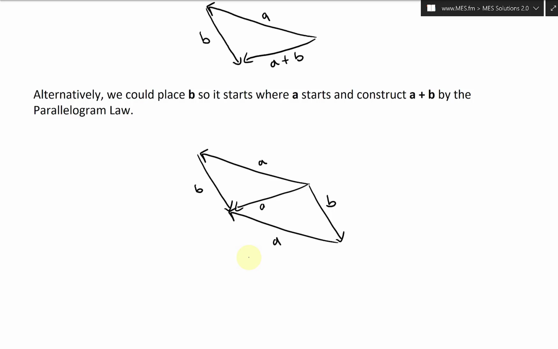This is our A plus B, or B plus A. Yes, so you could write it, let's do it on this side is A plus B, and this side is B plus A, because you go from B, A. This one is A, B.